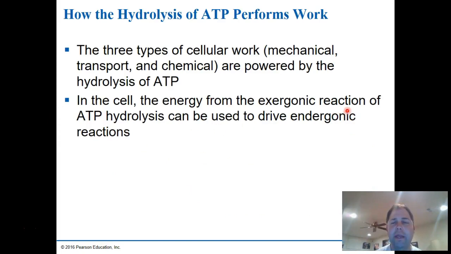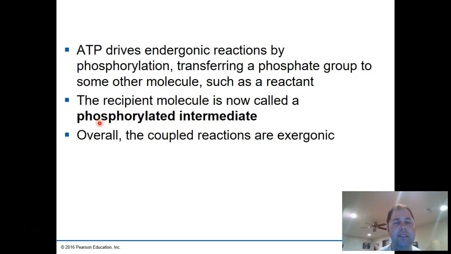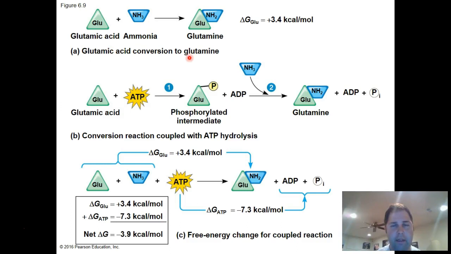So the energy from the exergonic reaction of ATP hydrolysis can drive endergonic reactions, and we can do this typically by creating a phosphorylated intermediate. And I'm going to show you this in a series of steps here that we talked about in class. So glutamic acid plus ammonia to get glutamine. If we involve ATP, we're going to use the ATP to actually put a phosphate on the glutamic acid, and we're going to call that a phosphorylated intermediate molecule. And so instead of going from this to this, we'll instead go from this to this and then to this.